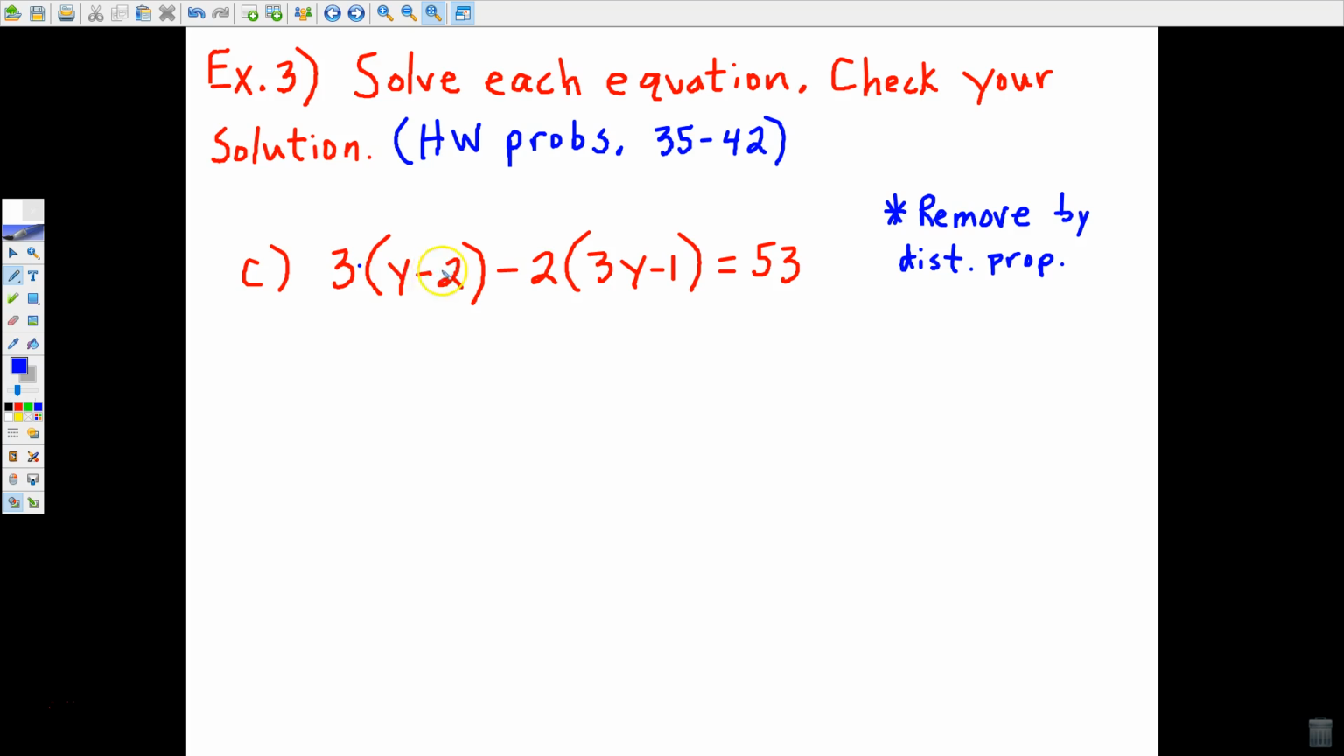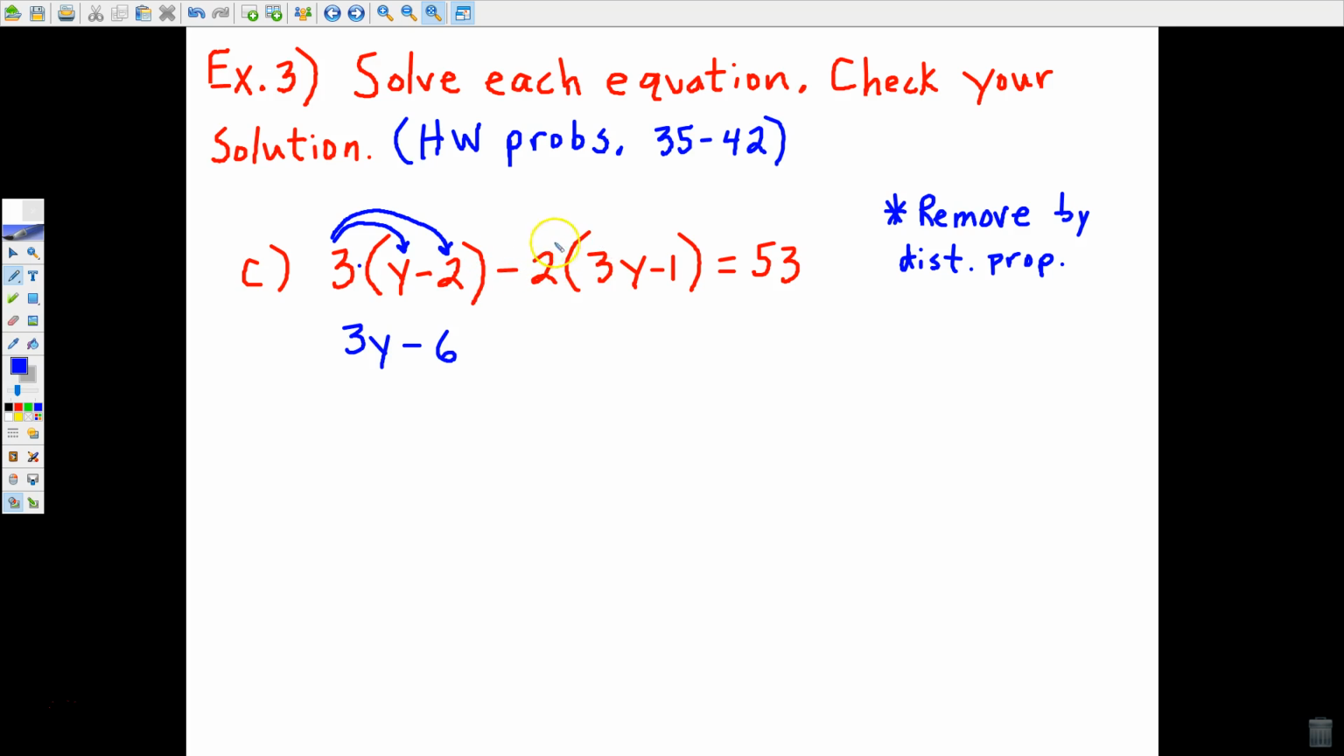Okay, I'm just going to make a little note here. The distributive property says this: I'm going to take the number, in this case 3, and I'm going to multiply it by both of these terms inside the parentheses. So don't forget that. An easy mistake I see a lot is multiplying by the first term but not the second. So make sure you do it by both.